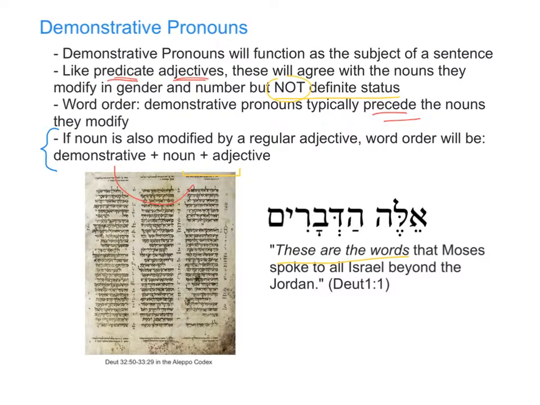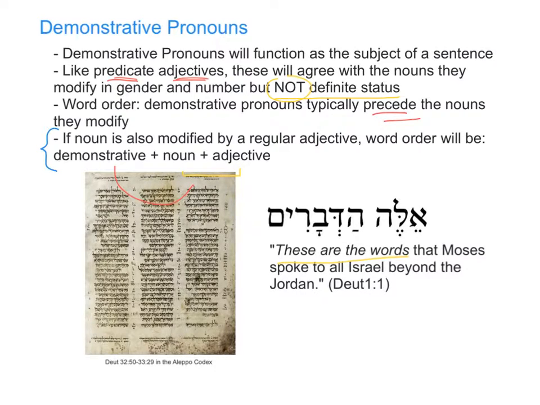Now, as you can see here, the opening phrase, "These are the words," Elah hadevarim. What we're getting there is a demonstrative pronoun. And if we look at the grammar of it, we can identify that as such. The first thing we could note is the demonstrative is right up front. That's a suggestion to us right away because of the word order.